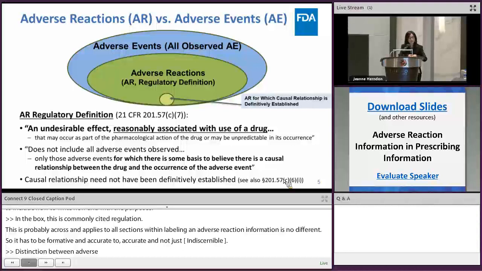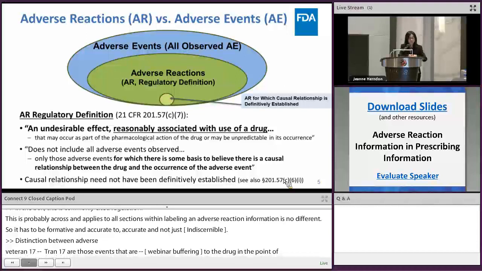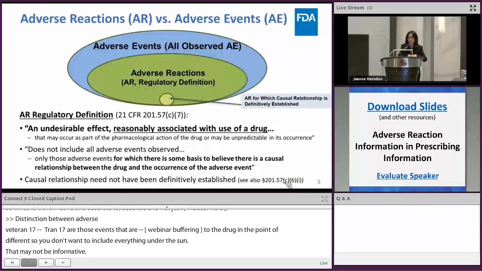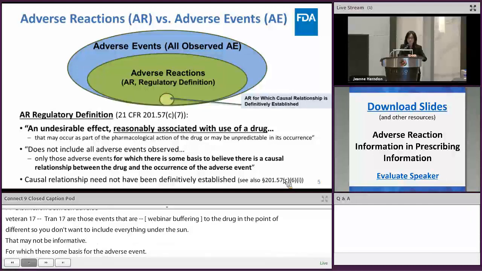And that's to point out the difference: you don't want to include everything under the sun that may not be informative. Another way to say it is events for which there is some basis to believe a causal relationship between the drug and the occurrence of the adverse event. If you notice in the diagram, that tiny circle represents the events for which causal relationship is definitively established. That's really not the typical case, and that's not what we're after. So we don't wait for causal relationship to be defined and established before we call it an adverse reaction. It's kind of impossible to do that.